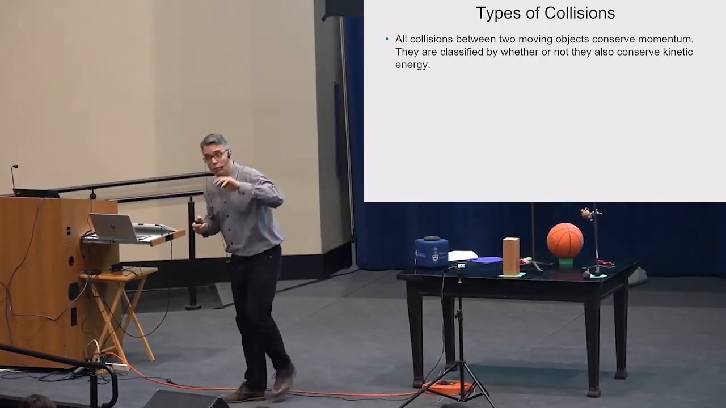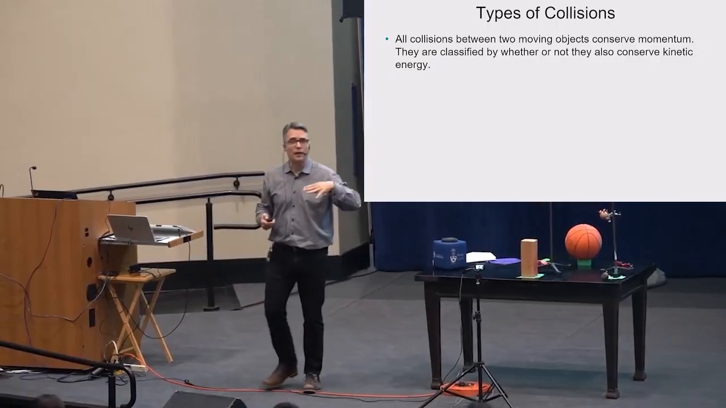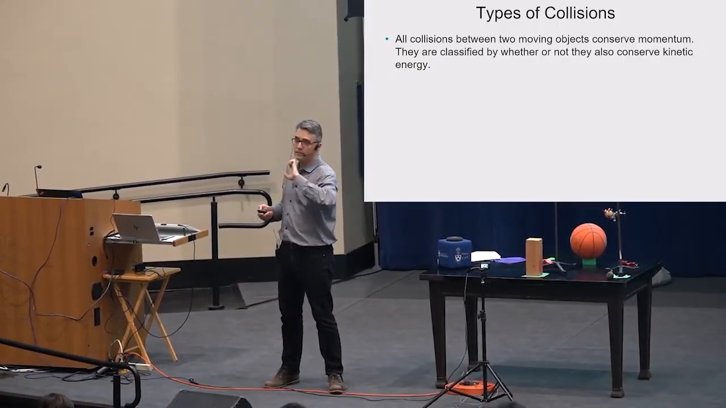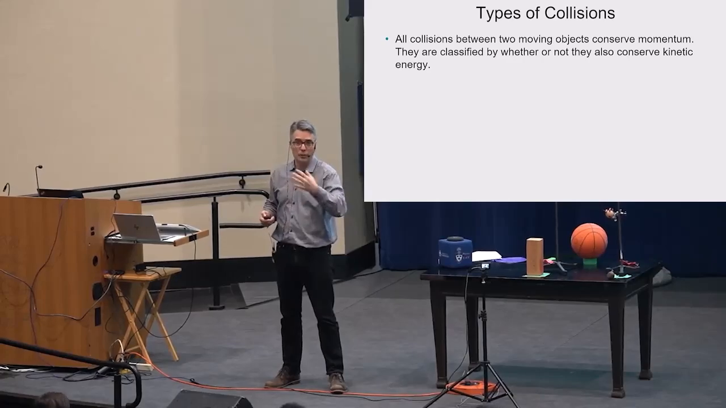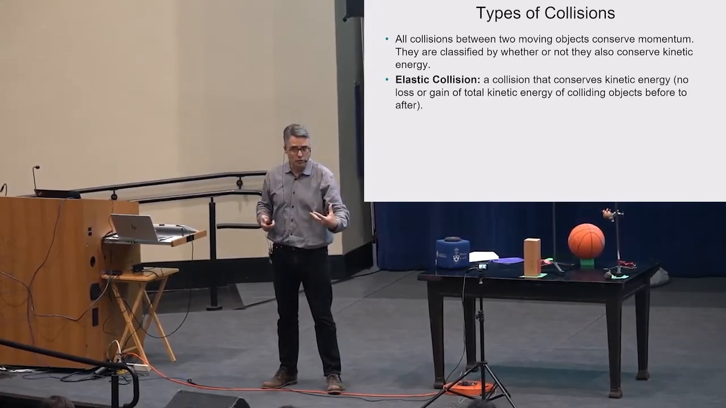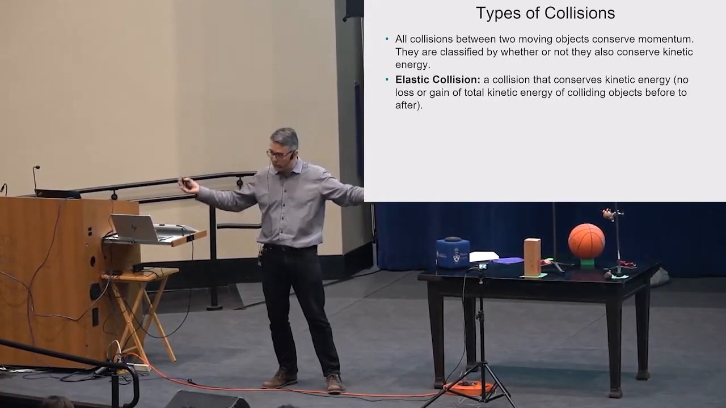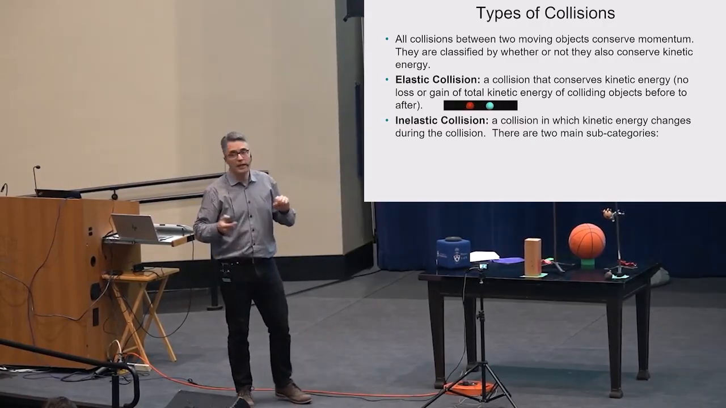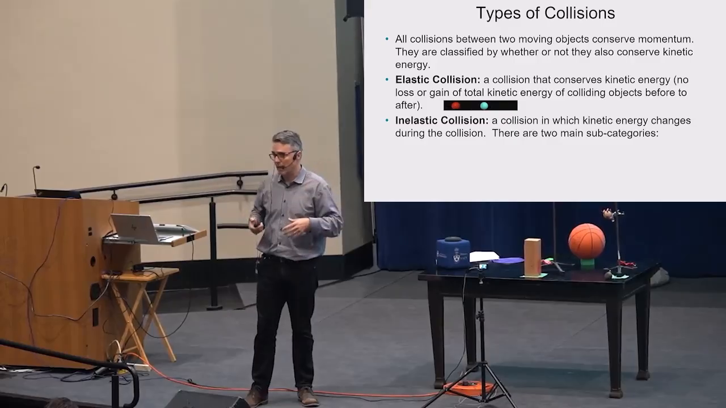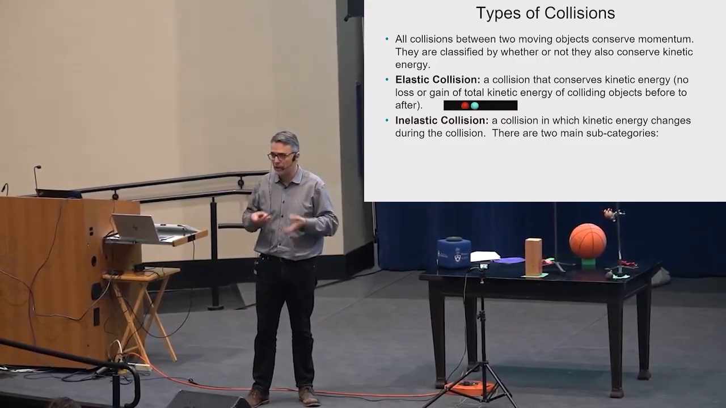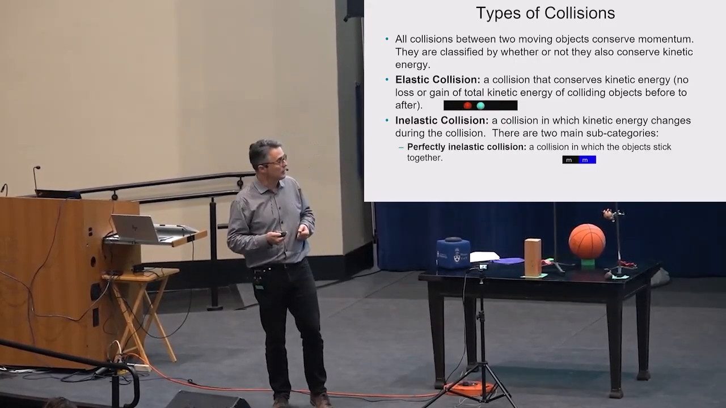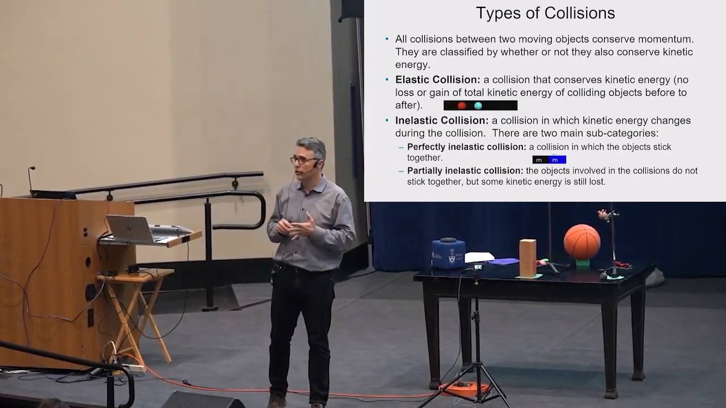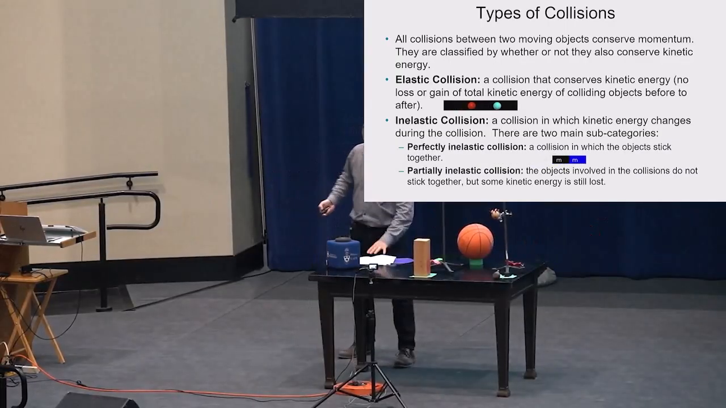So you classify collisions not based on how they conserve momentum, because they all conserve momentum. You classify them based on whether or not they conserve kinetic energy. If they do, then that's an elastic collision. The kinetic energy sum of both particles before and after the collision is the same. Inelastic means there's less kinetic energy, so kinetic energy got used up somehow. And one of the kinds of inelastic collisions is that they stick together, and the other is that they don't. And then we talked last time about those two.